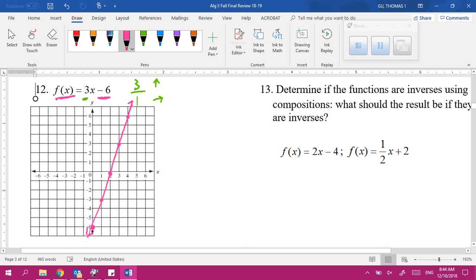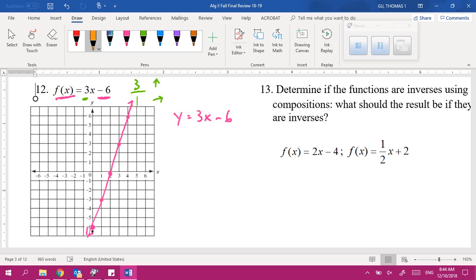But we also need to graph the inverse of f of x. So how do we find the inverse? I'm going to take my original equation and replace f of x with the y. So I'm going to write y equals 3x minus 6. Now, do you remember how you would find the inverse? All right, so Dan's right. You switch the x and the y. So the y and the x, you're going to switch.